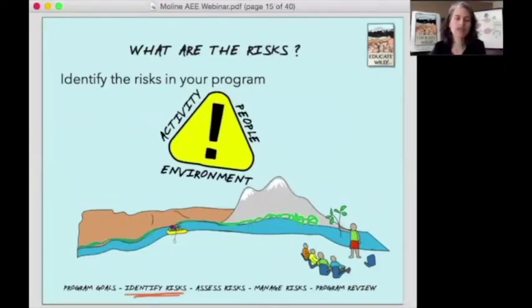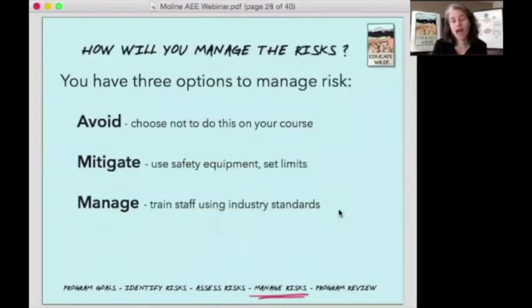So we typically think through activity risks, environmental risks, and the risks related to people. You essentially have 3 options for managing risk. Number 1, you can just choose to avoid it altogether. Like, it's not allowed on our course, we're not going to go there. The second is you can mitigate a risk by setting limits or using just simple safety equipment that's just going to reduce the risk of harm to your participants during an activity. And the third is that you can actively manage risk during an activity.